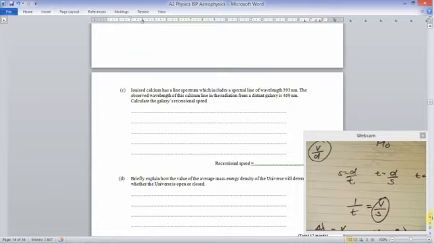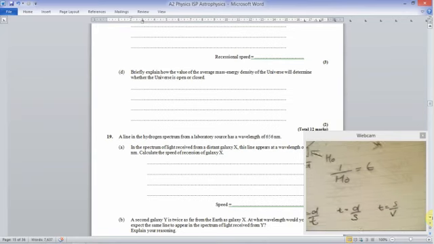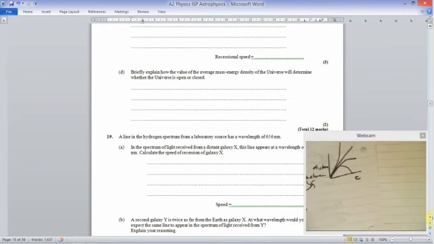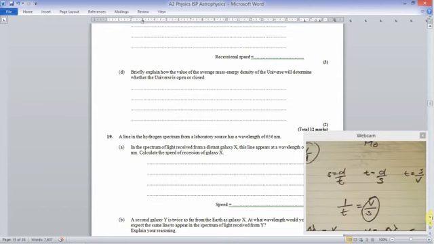Briefly explain how the value of the average mass energy density of the universe will determine whether this universe is open or closed. That's what we were talking about before in terms of these ideas over here. Closed universe, open universe. A closed universe means there's a high density, above the critical density of the universe. If you're above this critical density, you're going to be closed. If you're below it, you're going to be open. If it's closed, you have a high density, and the gravitational pull is big enough to make a big crunch happen. You could do the exact opposite argument for an open universe.